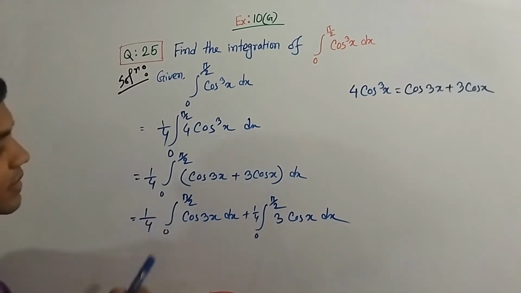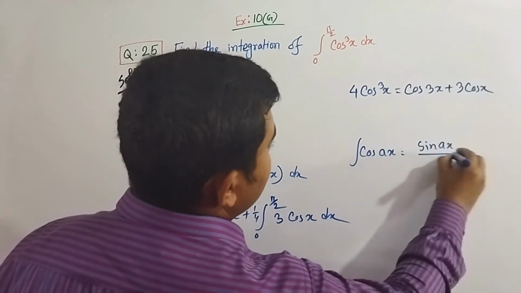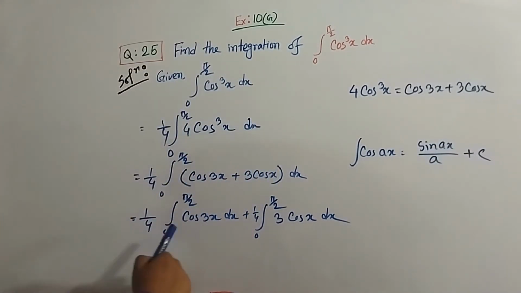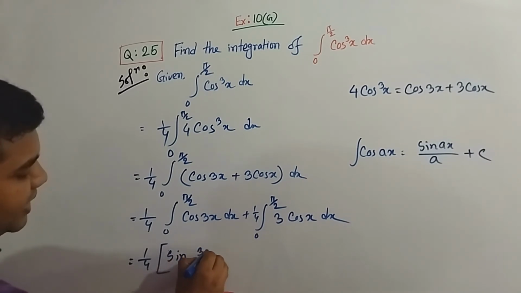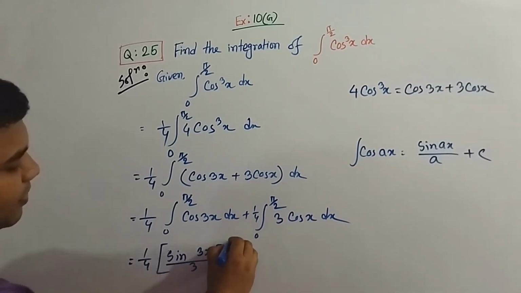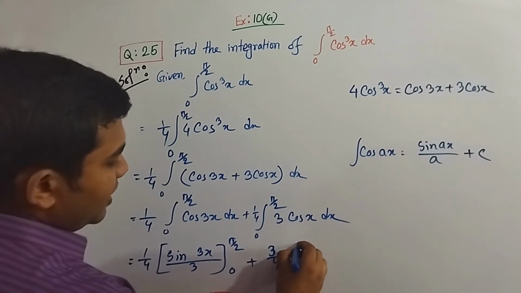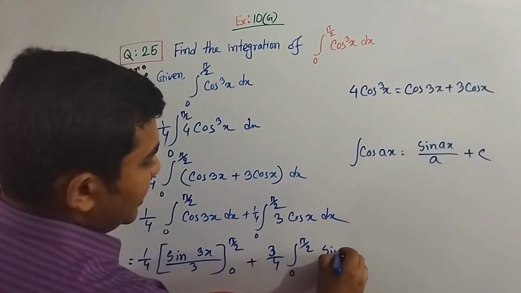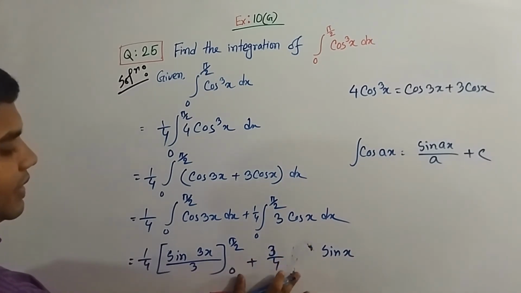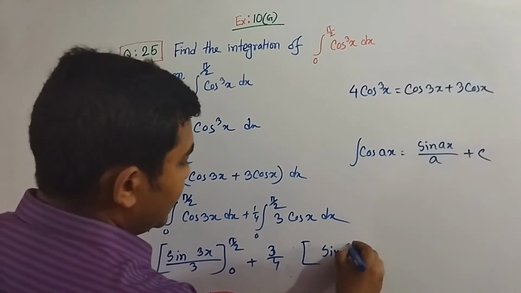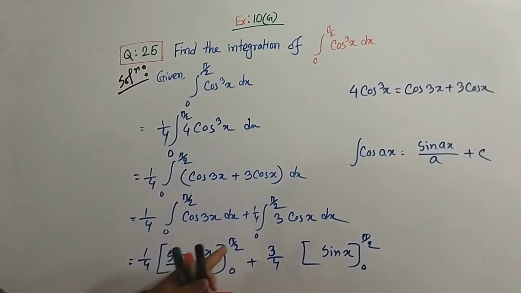My dear students, we all know that we have to put the value of the integral after integration. So if we integrate cos 3x, then what we'll get? We know integration of cos ax is sin ax divided by a plus c. Since this is a definite integral, I will write here 1 by 4 sin 3x divided by 3 from 0 to pi by 2, plus 1 by 4 into 3, that is 3 by 4, integration of 0 to pi by 2 sin x. Since we have already integrated, no need to write the integration part, just write the third bracket and put the limiting value.